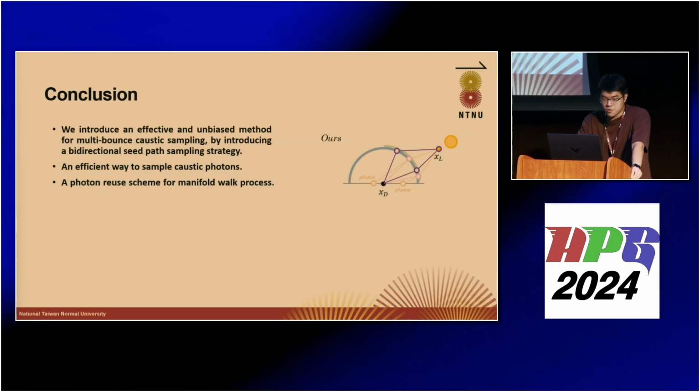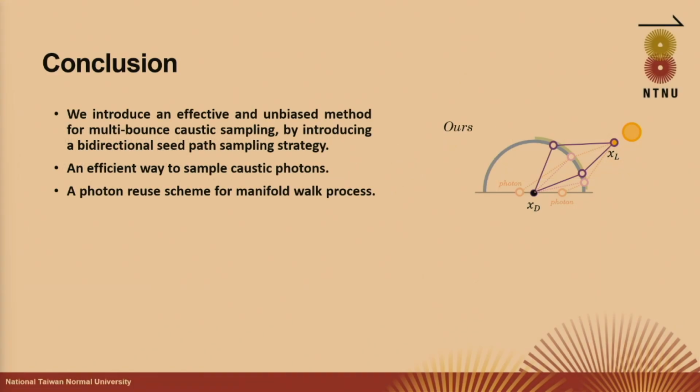So in conclusion, we introduce an effective and unbiased method for multi-bounce caustic sampling by introducing a bidirectional CPath sampling strategy. Accompanying that, we also introduce an efficient way to sample caustic photons and a photon-reduced scheme for the manifold walk process.